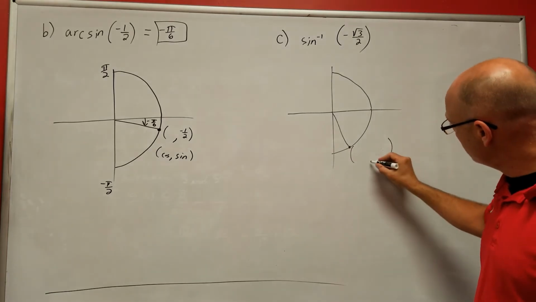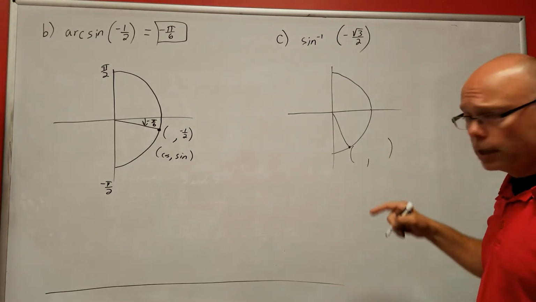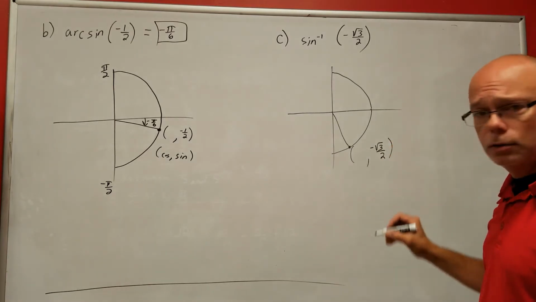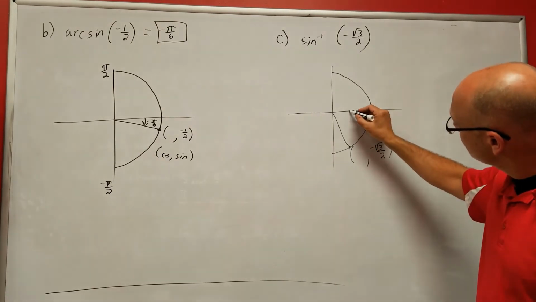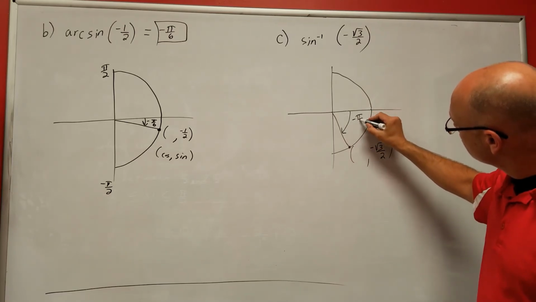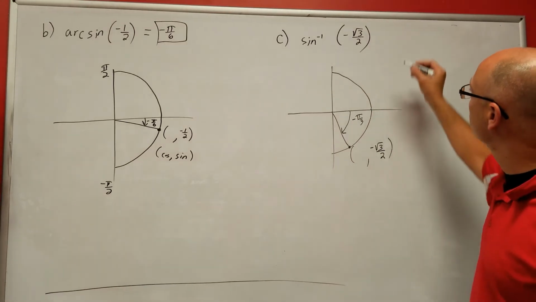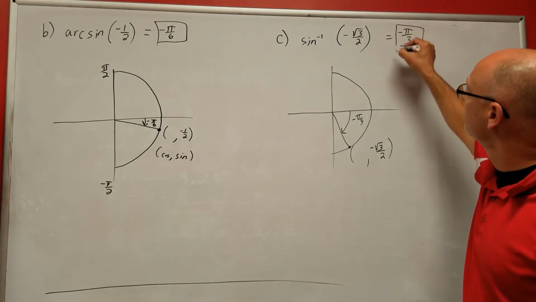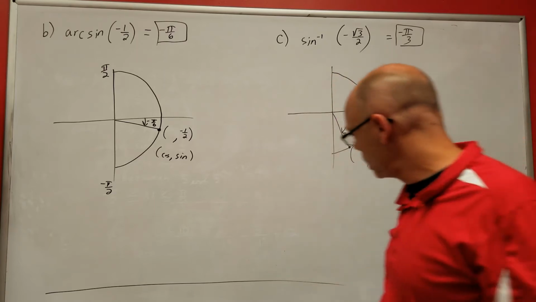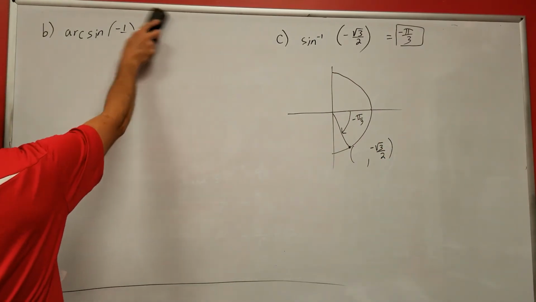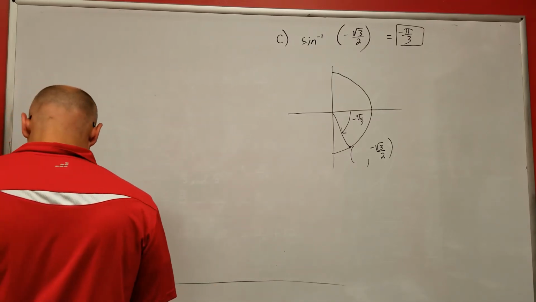Sine is the second number in the ordered pair on the unit circle. Where do I have this? Square root of 3 over 2 for the second number. I have that at this angle, which is what? Negative pi over 3. So the answer here is negative pi over 3. Now do y'all see why I had y'all memorize those values on the unit circle? So much easier, so much quicker if you have those memorized.